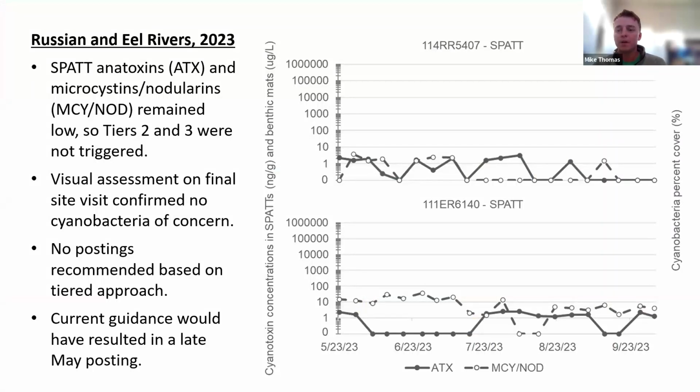As you can see, there were no large increases in cyanotoxin concentrations, so visual assessments were not triggered, and no benthic mat samples were collected. For study purposes, we did conduct a visual assessment on the final sampling date and confirmed that there were no benthic blooms present. So based on the tiered approach, no postings were recommended for either of these test sites.